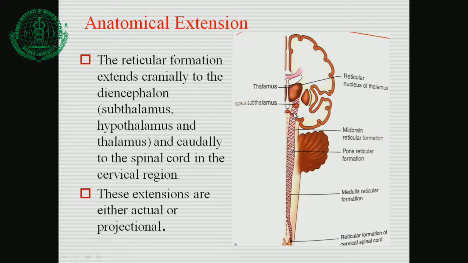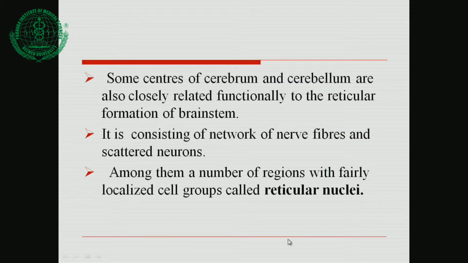Anatomical extension of the reticular formation. It extends from the diencephalon cranially. Here is the thalamus, here is the lentiform nucleus, and here is the subthalamus. So from the diencephalon, that is the subthalamus, hypothalamus and thalamus, caudally up to the spinal cord in the cervical region. So this is the actual or projectional extent of the reticular formation.